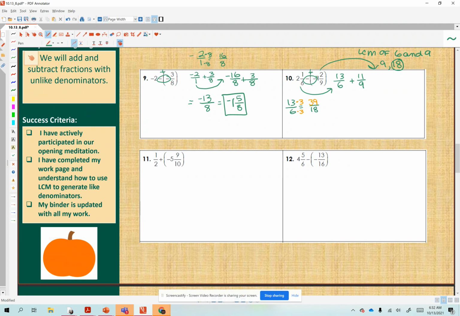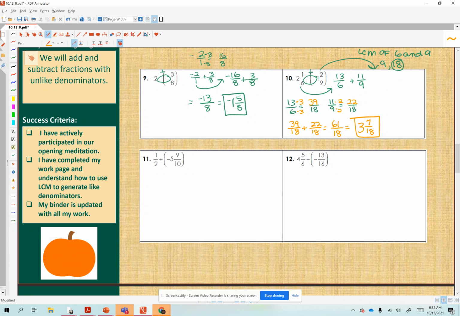And when I convert 11/9 to 18ths, I multiply both the numerator and the denominator by 2, which means my numerator will be 22. So my new problem will be 39/18 plus 22/18, which adds up to 61/18. And when I divide 61 by 18, it goes in there 3 times with 7/18 left over, which is our final answer.